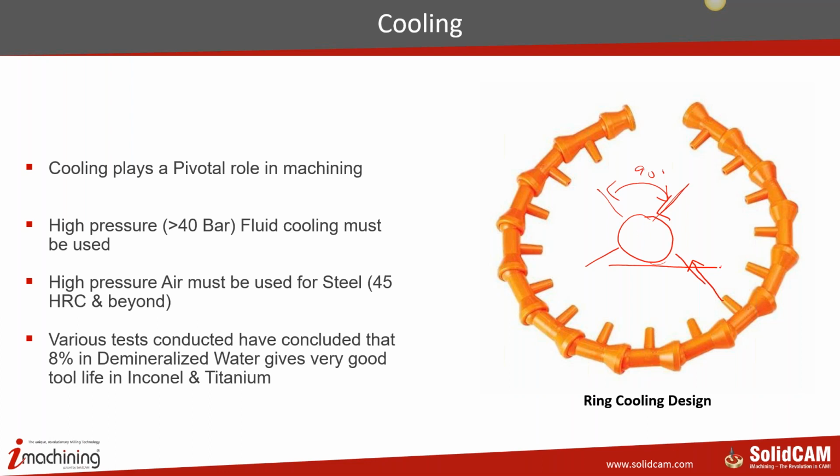But as it goes into a region like this and the tool is here, then this and this will work very well. But if the tool goes on this side, this won't work very well, and then you need to have another one coming from here and one coming from here. So it's always advisable to have four nozzles hitting the tool when you're cutting this part.